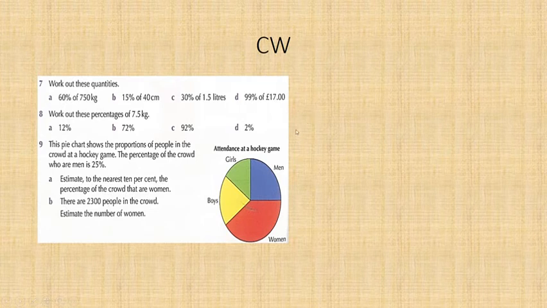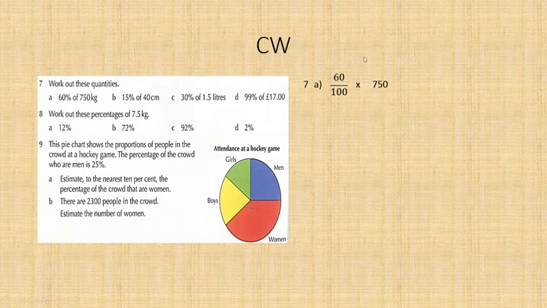Okay, so let's start. Question number 7. Work out these quantities. So here, question number 7, it has a 60% of 750 kilograms. So 60%, as we know, is going to be 60 over 100, or you can change it into decimal form, so it's going to be 0.6 multiplied by 750. This is the amount that he wants me to get the 60% of.